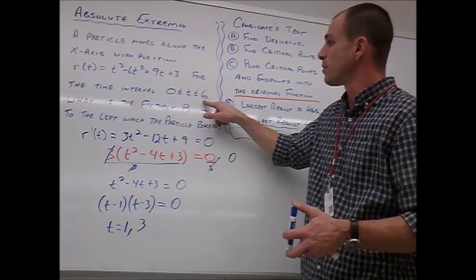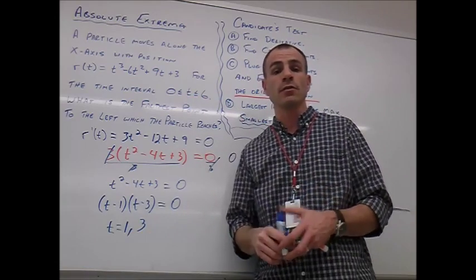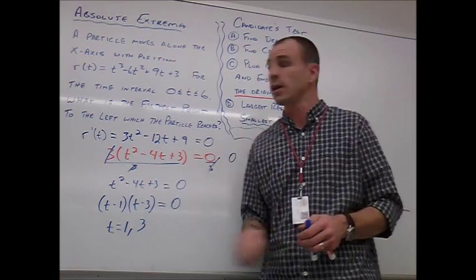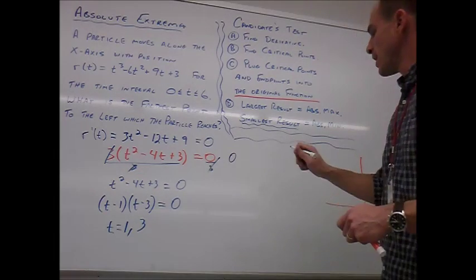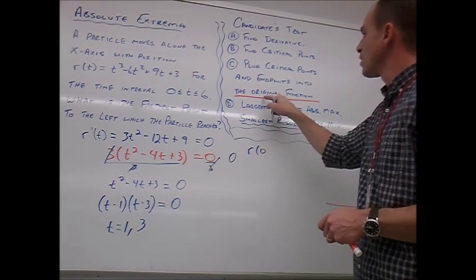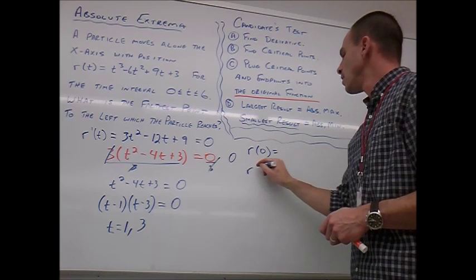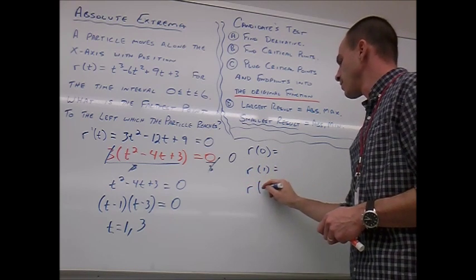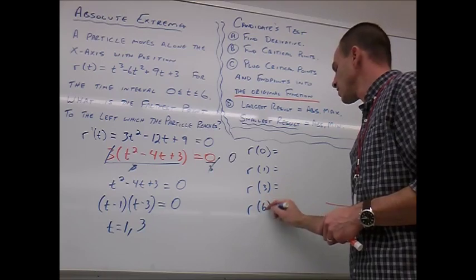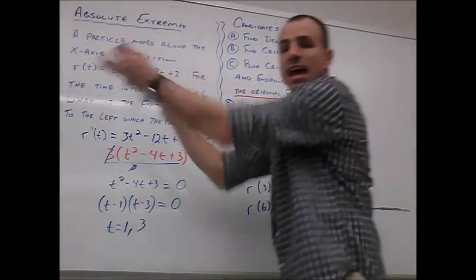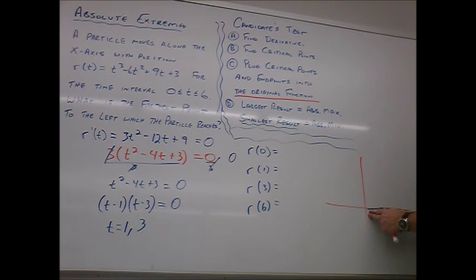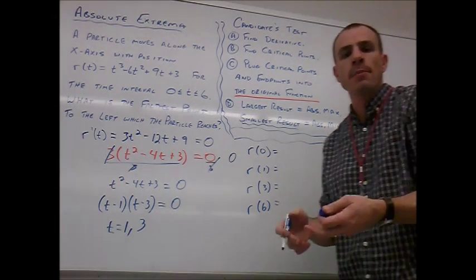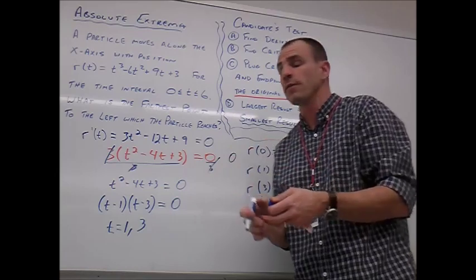So there are 2 candidates right there, 1 and 3, assuming that they're within the interval. And lo and behold, the interval is from 0 to 6. 1 and 3 both fall inside that interval, so they're both candidates. In fact, we have 4 candidates here: 0, 1, 3, and 6. We're going to plug them into the original function. So we need r of 0, r of 1, r of 3, and r of 6. We're looking for the furthest to the left, which is the smallest value. So in essence, we're looking for the absolute min here. We want to find the smallest of the 4 values.